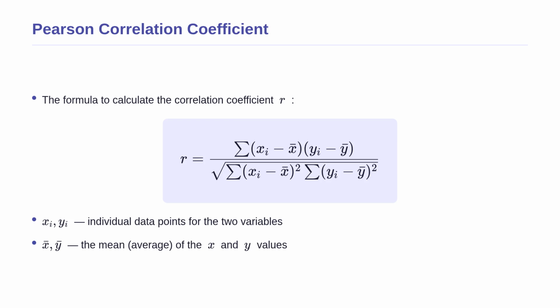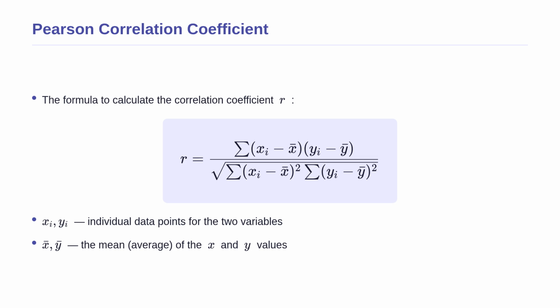This brings us to the mathematical representation of our concept. The formula you see here calculates the Pearson correlation coefficient, denoted by R. Conceptually, the numerator measures how much the two variables vary together, while the denominator scales this by how much each variable varies on its own.